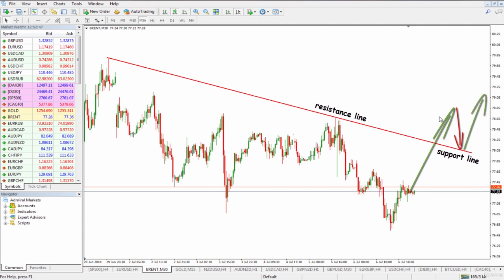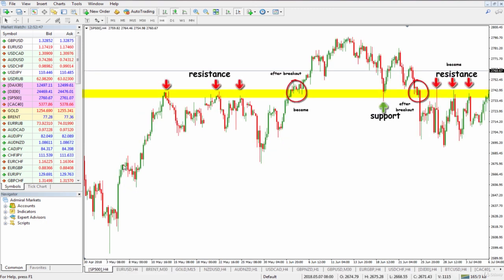So what we have concluded is that lines or support areas, once breached, become zones of resistance, and likewise, once breached, the zone of resistance becomes a support zone. This is the basic rule that applies to support and resistance. However, when we define support and resistance with Fibonacci, this rule is invalid. We'll explain it all in the next lesson. See you.